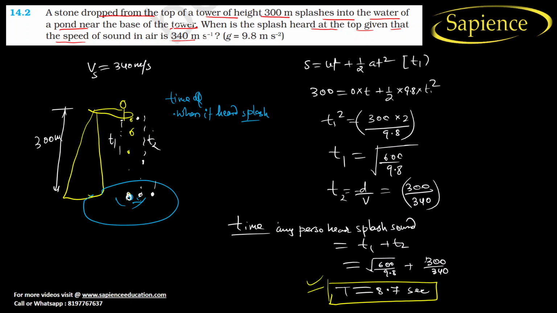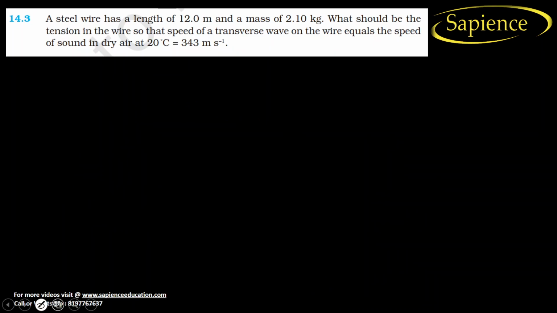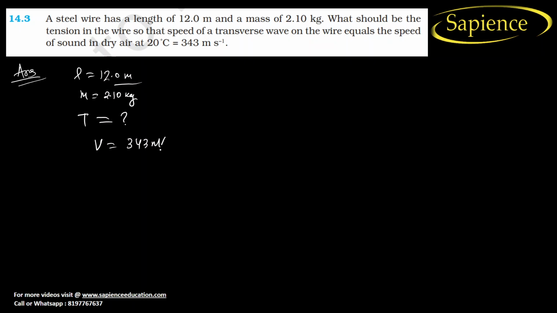Now let us do question number 14.3. In 14.3, a steel wire of length is how much? Length is 12.0 meter. Of mass is given as 2.10 kg. What should be the tension in the wire so that the speed of the transverse wave V of the wire is equal to the speed of the sound in dry air, that is equal to 343 meter per second?